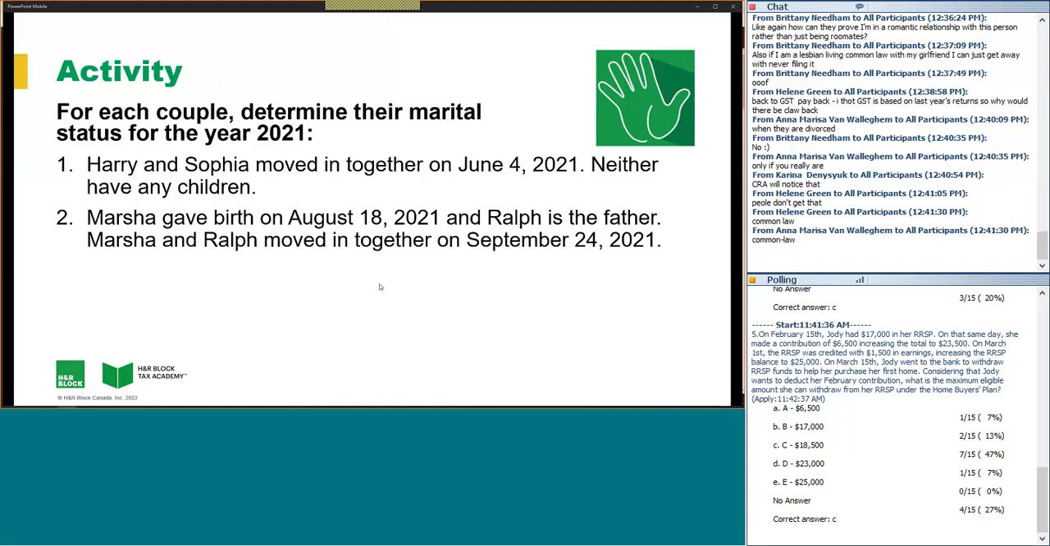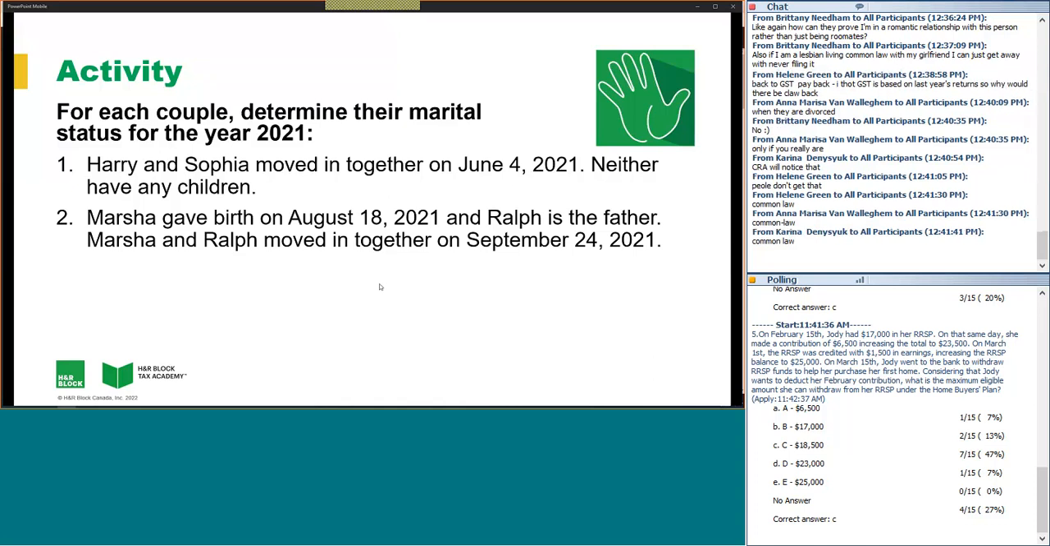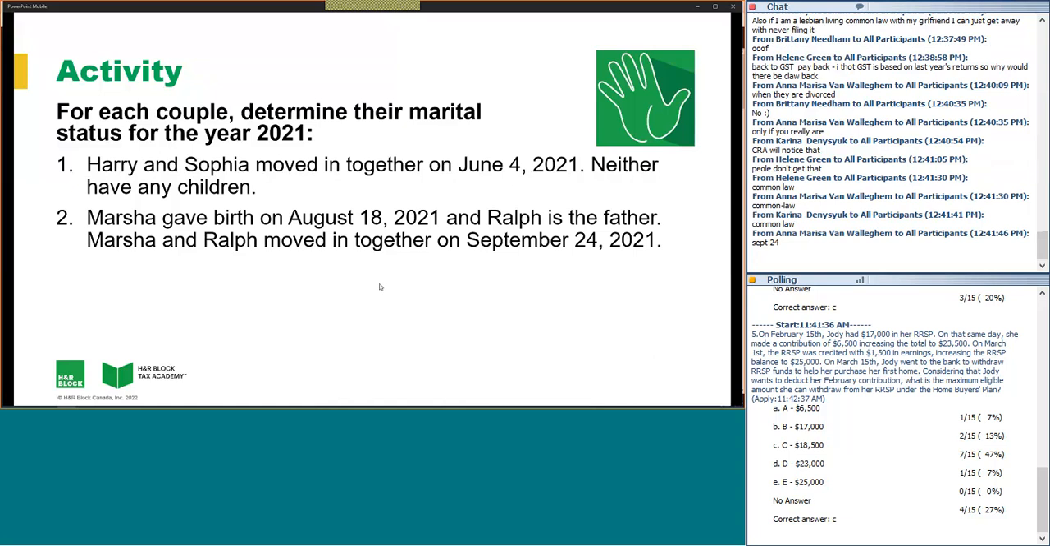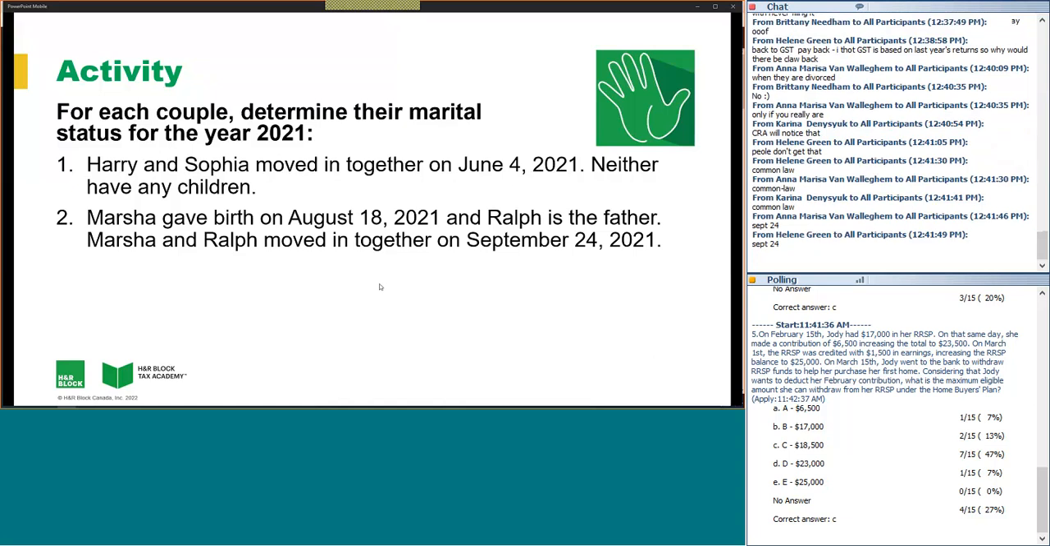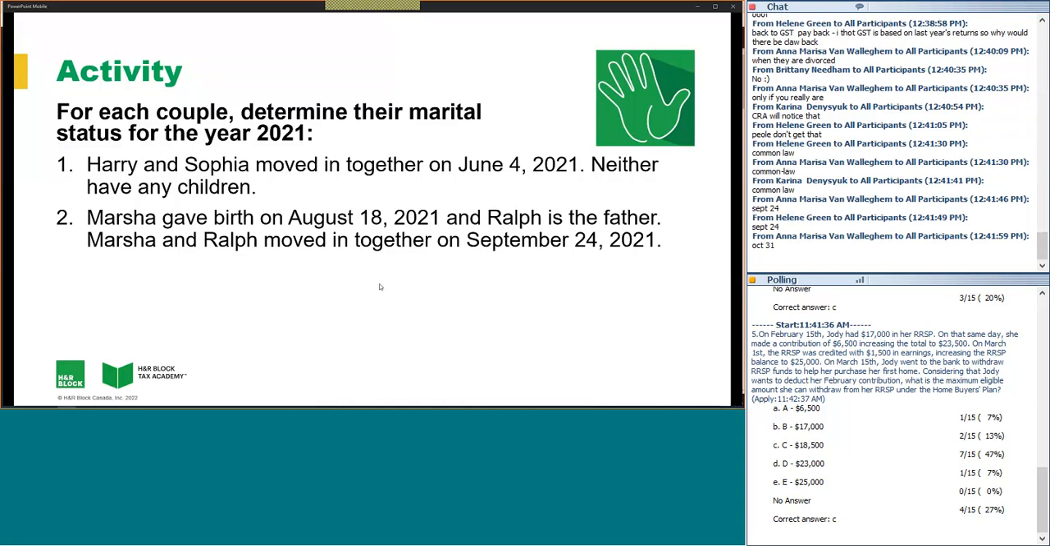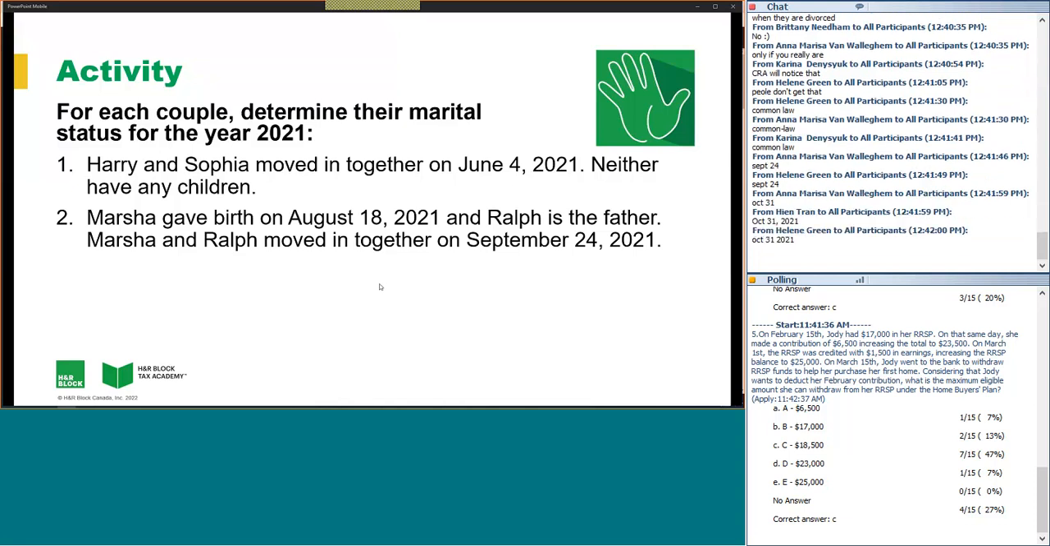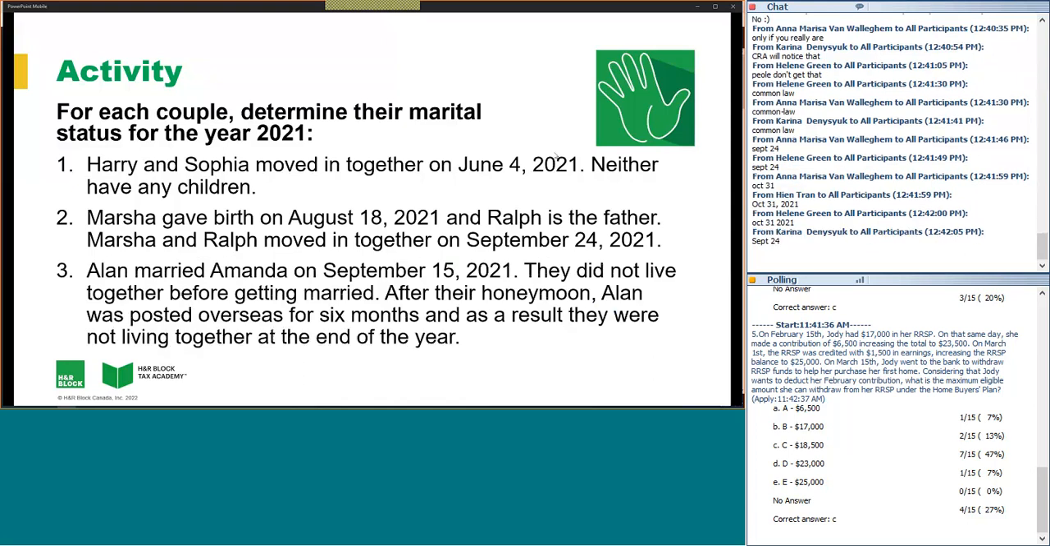Common law. Excellent. What is the date that they're going to put on their RC-65 to say that they became common law? What is the date that their marital status changed? September 24th. Excellent. When did they have to file their notice by? When did they have to file the RC-65 by? October 31st. The end of the next month. Good. Let's do a bunch more.